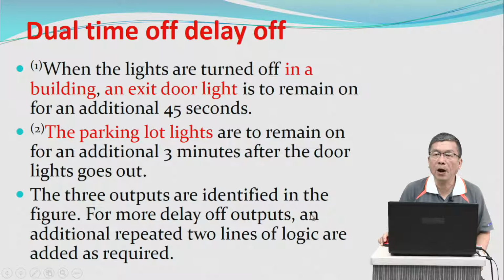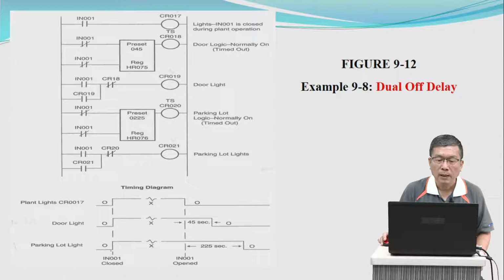For more delay of outputs, an additional repeated 2 lines of logic are added as required. This is the PLC timer program for the parking lot. And this is a timing diagram for this example.